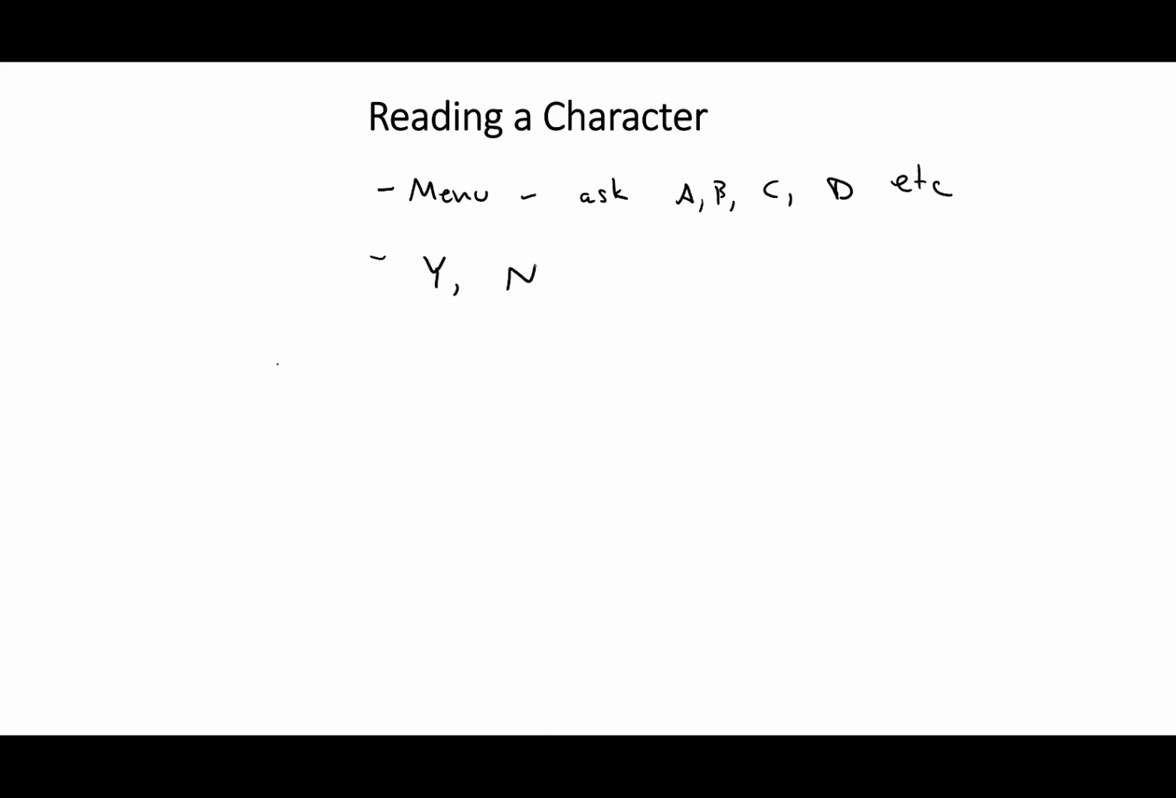The simplest way to read in a character is just with cin. So let's say we have a character, call this letter. The simplest way to read this in is just cin letter. So just do this. This is what we've already seen.